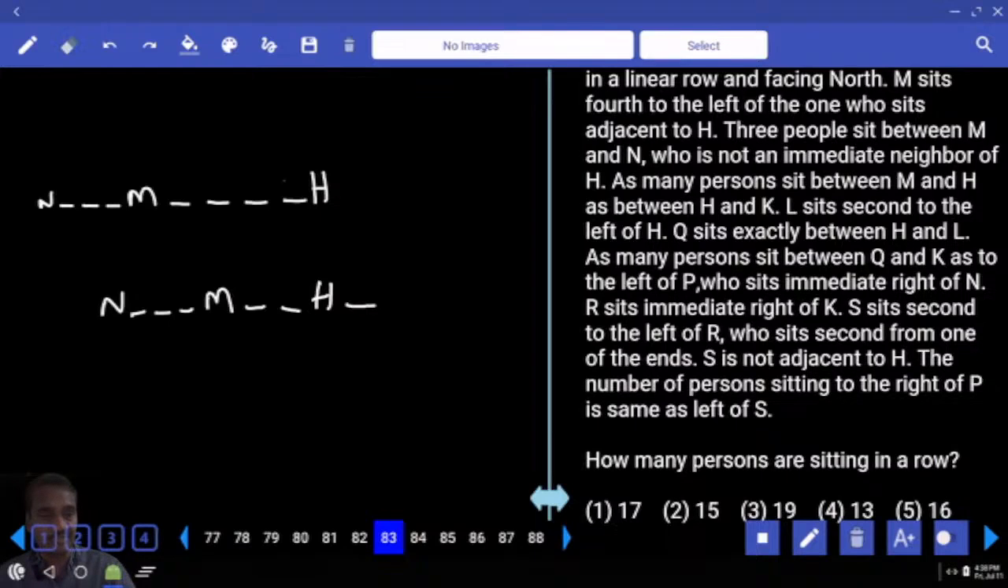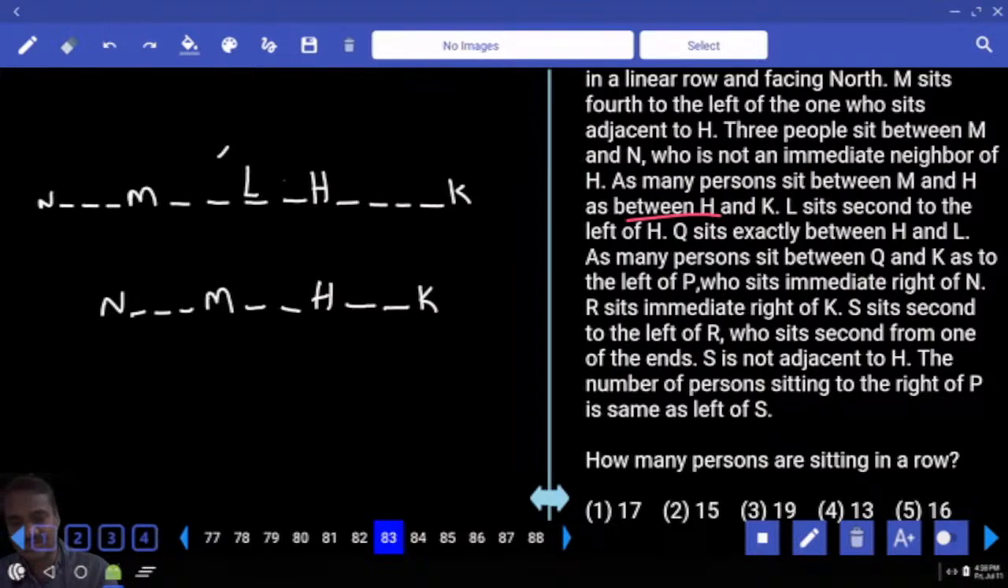As many people sit between M and H as between H and K. M and H, and H and K, equal number of persons. In the first case, between M and H, how many people are there? 4. Hence, between H and K, how many? 4 people, K is here. Now, in the second case, M and H, how many? 2. H and K, how many? 2 people.